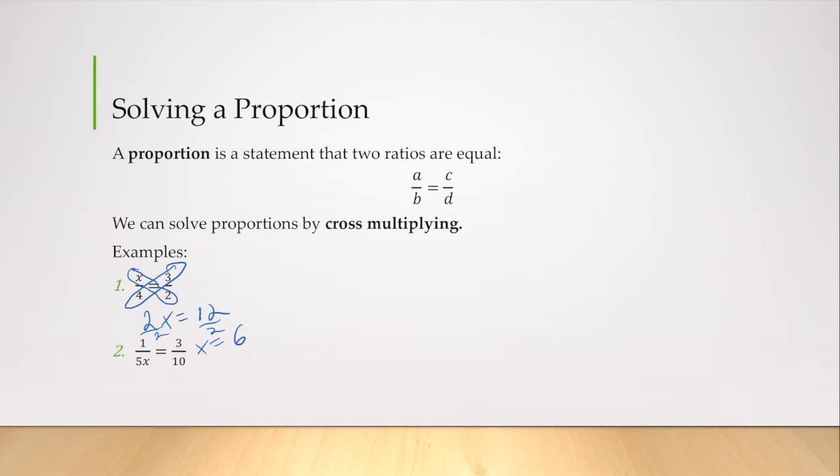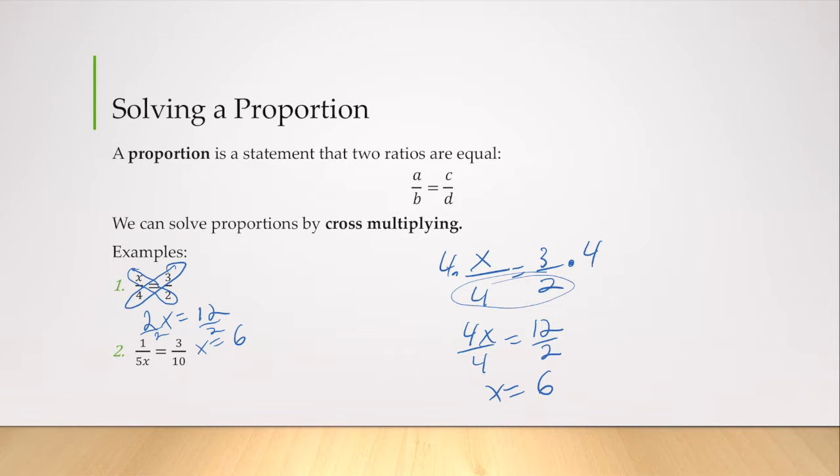Now, why does cross multiplying work? Let's take a look at this again. I could multiply both sides by the least common denominator, that would be 4. So let's say I multiply both sides by 4, because I can do that and it will remain mathematically equivalent. That gives me 4x over 4 is 12 over 2, so I get x equals 6, which is the exact same answer, but cross multiplying allows me to do that a little bit more simply.